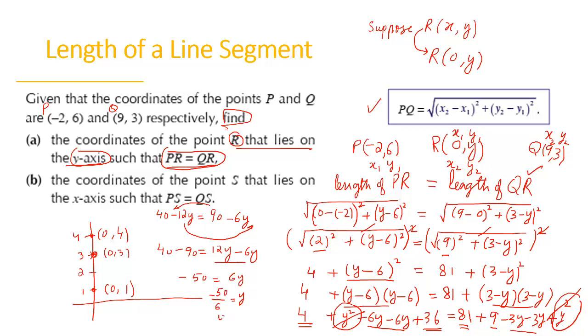So y is minus 8.33. So for R, the first coordinate was 0 and the second coordinate y is minus 8.33.